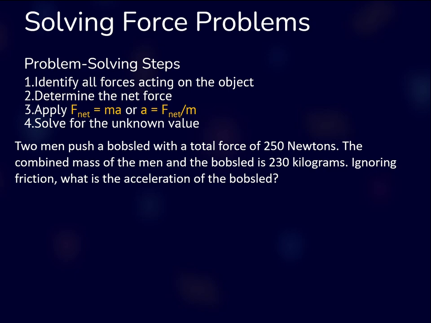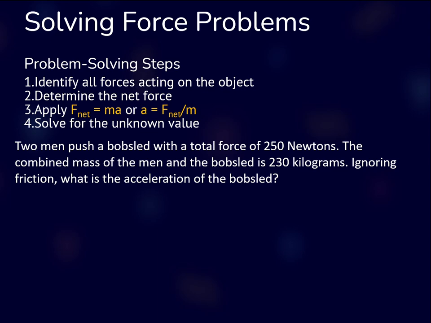Sample problem time. Two men push a bobsled with a total force of 250 newtons. The combined mass of the men and the bobsled is 230 kilograms. Ignoring friction, what is the acceleration of the bobsled?